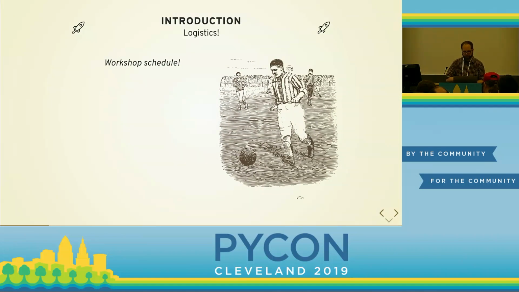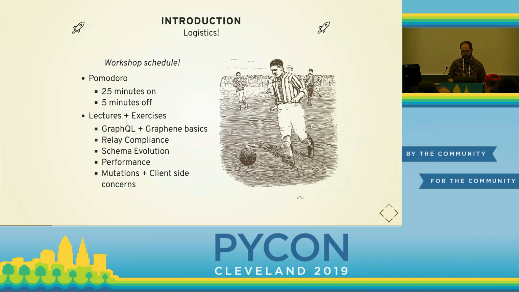So let's talk some logistics before we get going. I think some of this may be a repeat if you've reviewed the references, but I'll try to get through it for anyone who may have missed those. So the general schedule for the workshop, I'm going to be trying to follow a Pomodoro, 25 minutes on, 5 minutes off, where we can get some water or ask some questions. I have a handy dandy clock running right now, so we have about 12 more minutes on this Pom. We'll also be doing lectures and exercises, going through GraphQL and Graphene basics, relay compliance, schema evolution, performance of APIs, and mutations and client-side concerns.